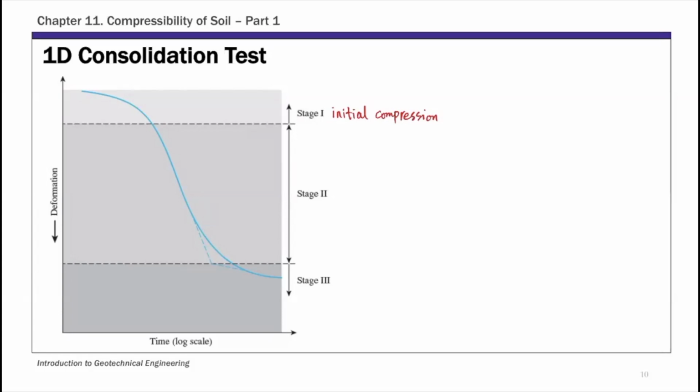In the second stage here, that's the focus, primary consolidation. And the last one is secondary consolidation. So this is basically what the raw data might look like. You have these three stages: deformation versus time.